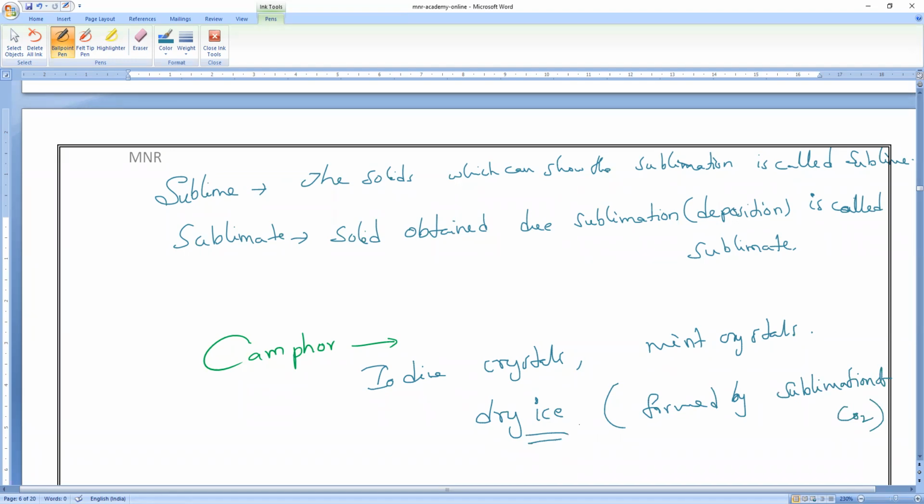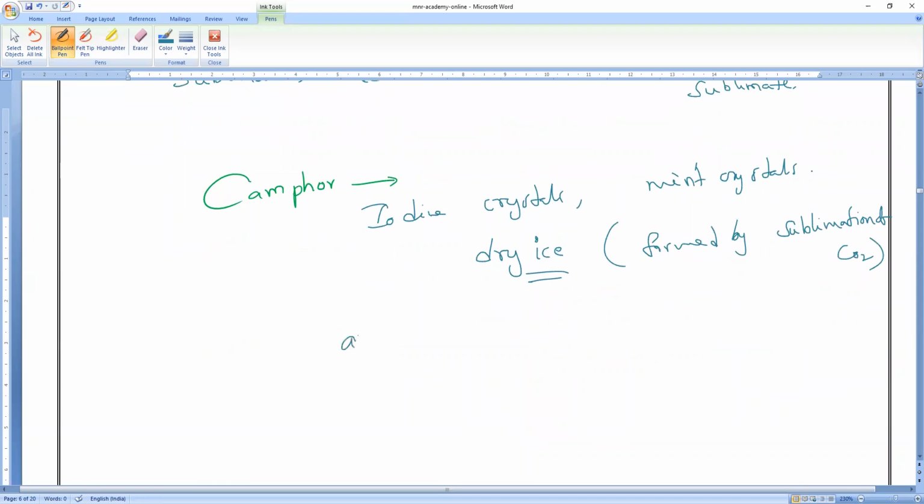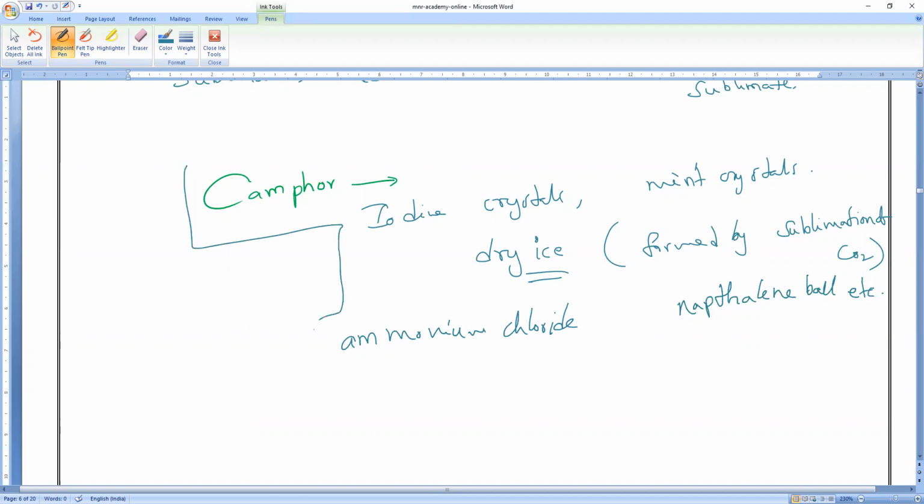Okay. Next, if you take ammonium chloride, that is also an example. Next, if you take naphthalene balls, we put them in the toilet and all. Yes or no? In olden days, and now also some people put them under the clothes, not to be affected by the cockroaches and all. Yes or no, guys? All are the examples of sublimate products. Is it okay, guys?